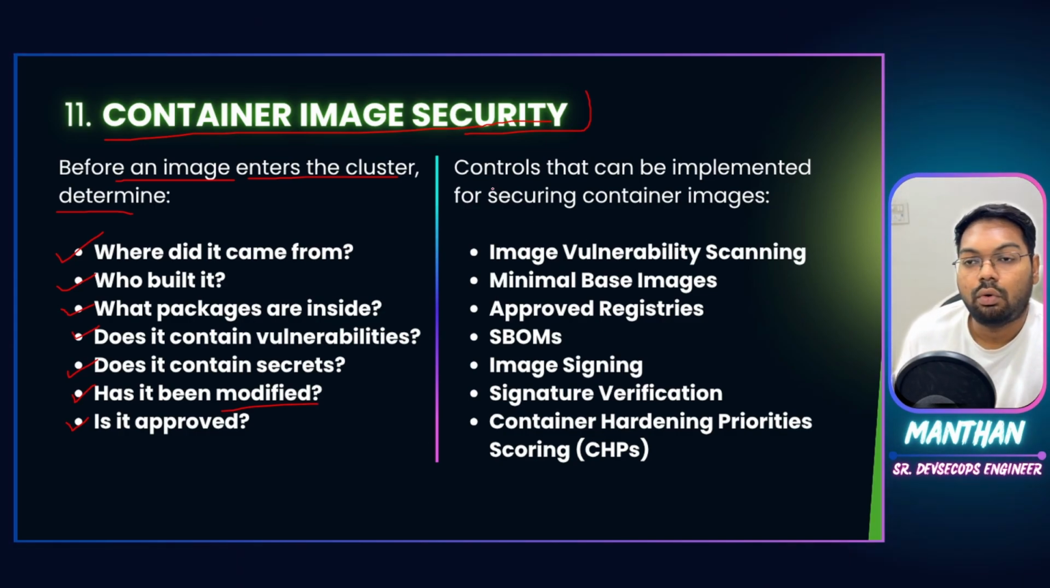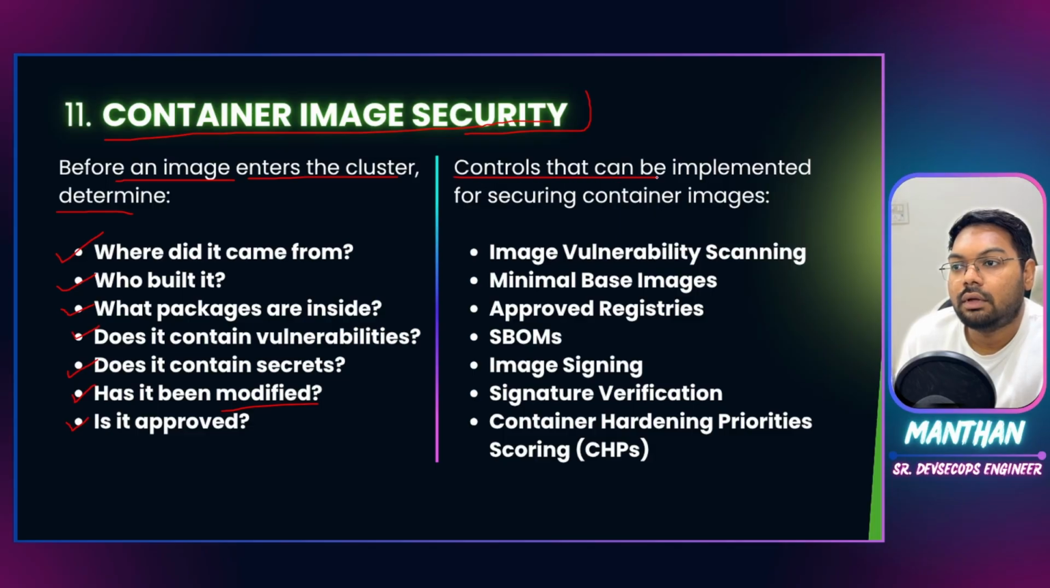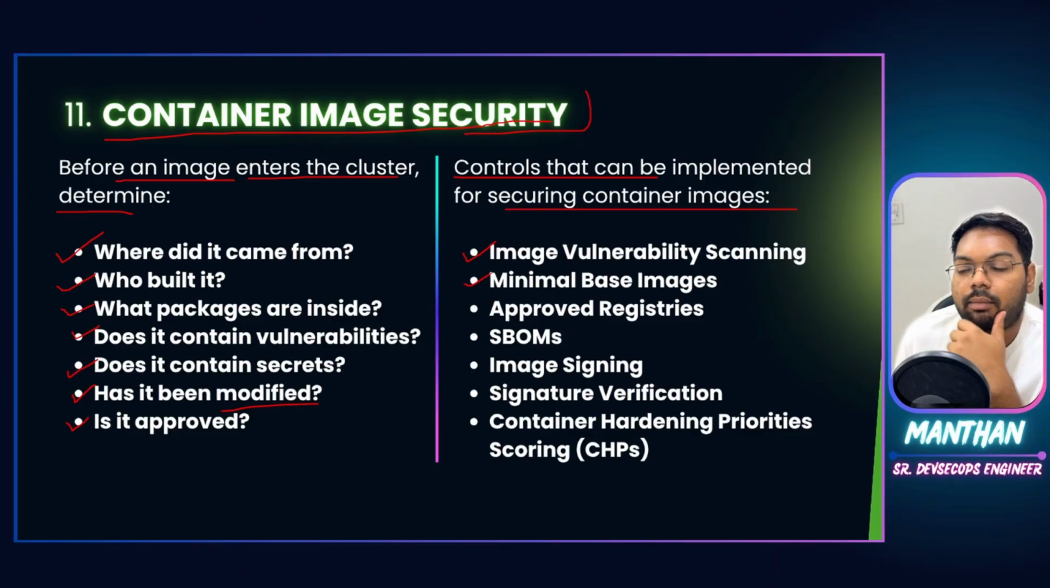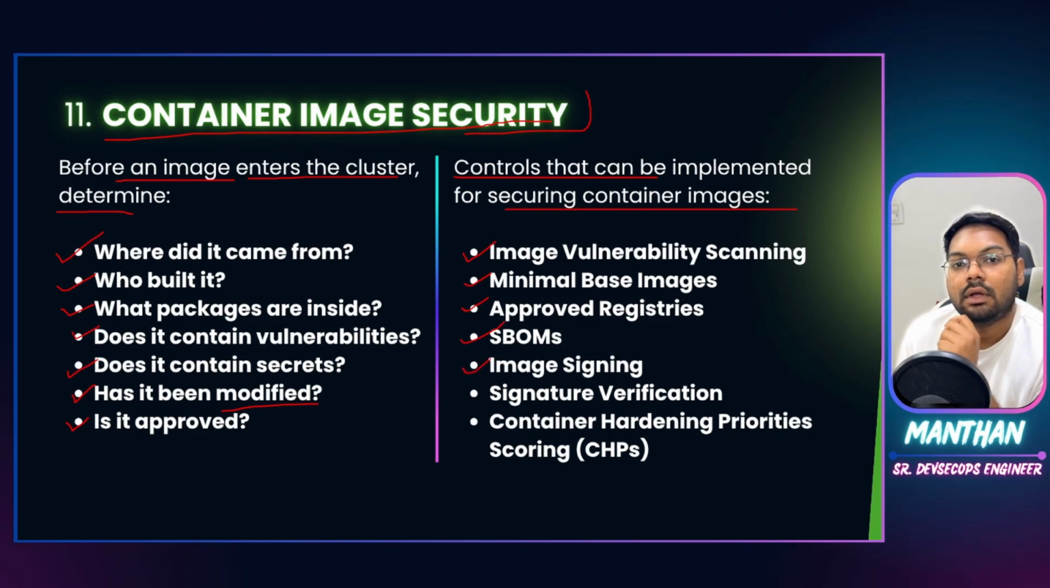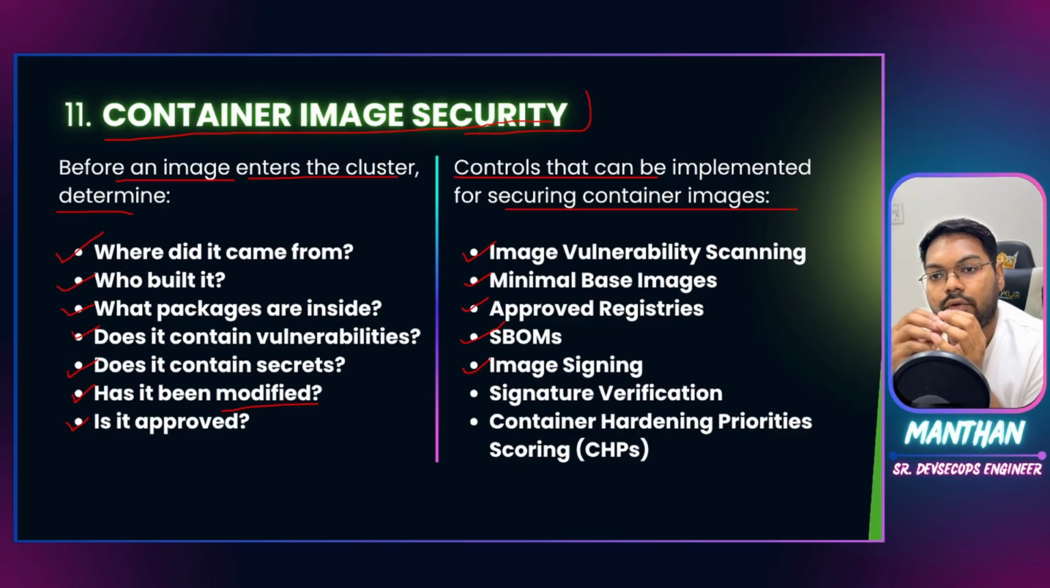To not make this mistake, we can implement certain controls for securing container images. The very first is image vulnerability scanning. Then using minimal base images, as we mentioned earlier, like Alpine Linux. Then an approved registry, and a software bill of materials that we create out of images. And then image signing. Image signing means once you sign this image, you know that this is the image I created at this time and this place, and this is secure. That is what I built.